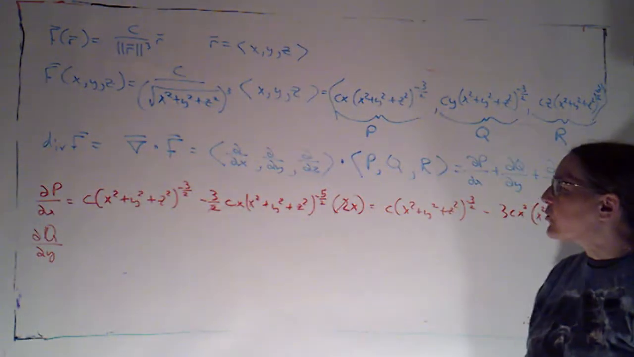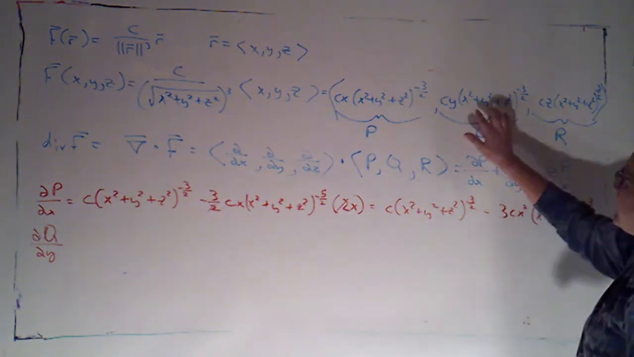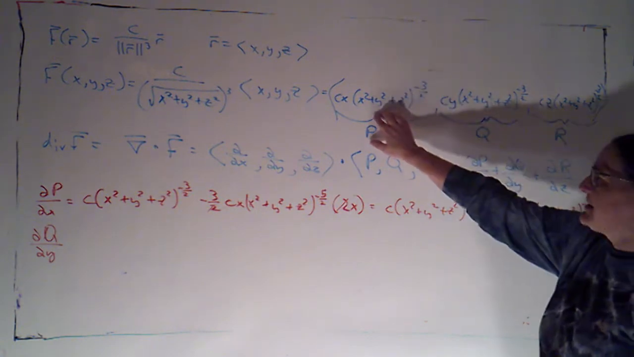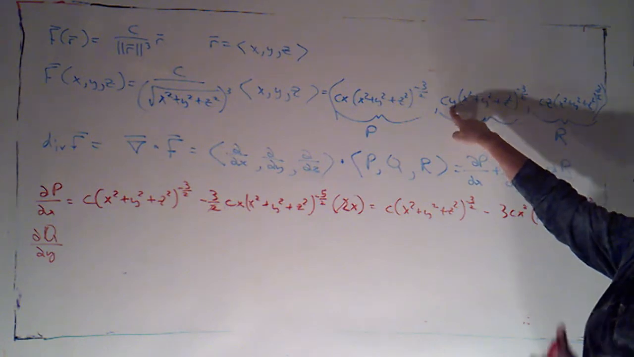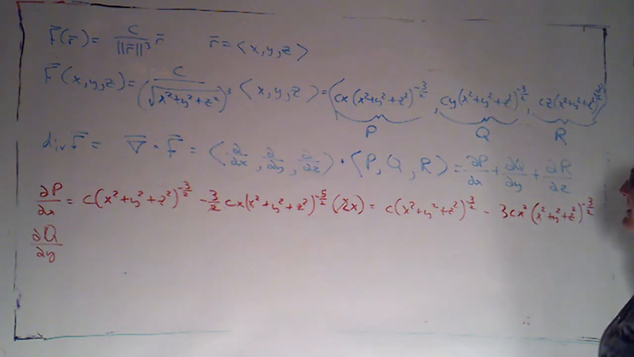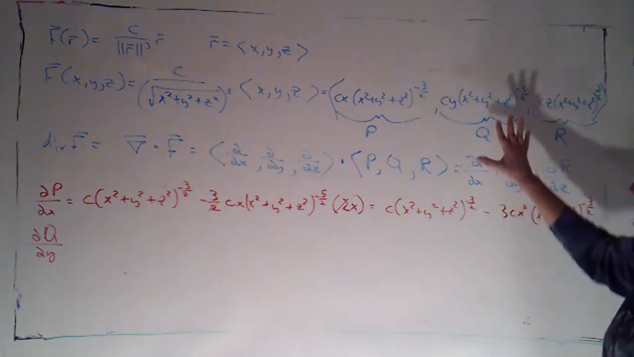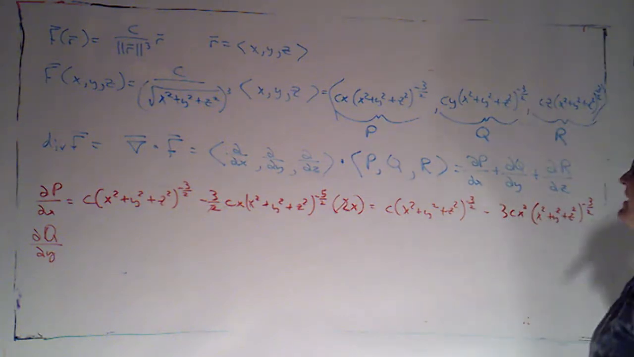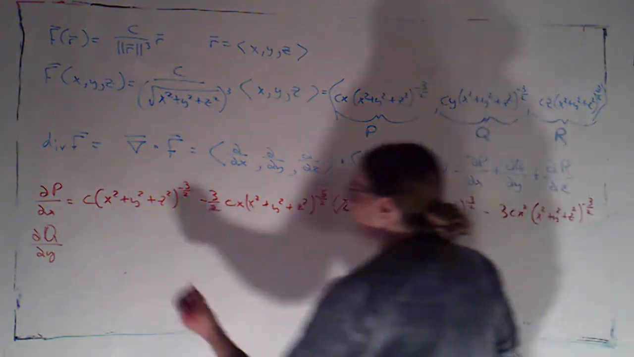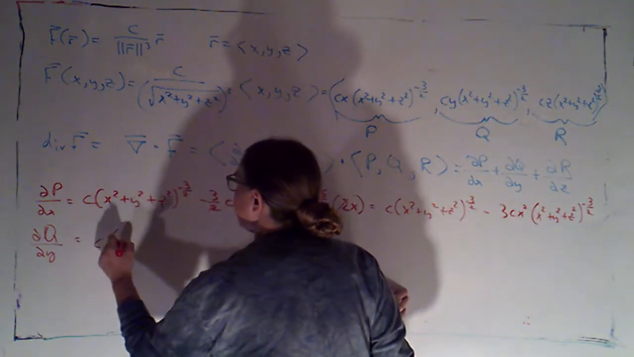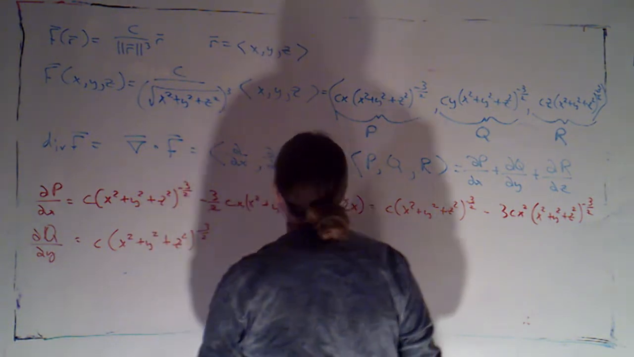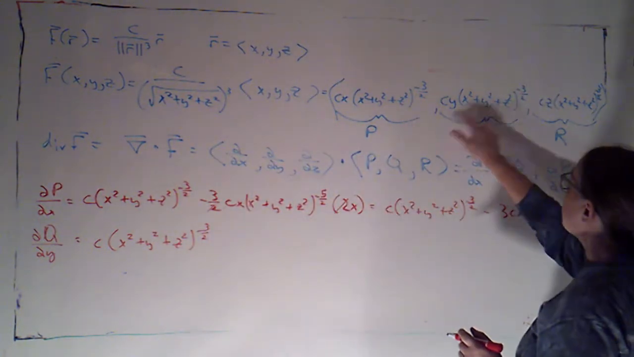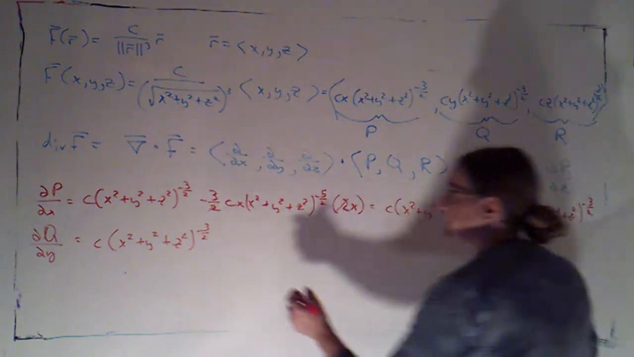That's going to be incredibly similar because this function has the same basic form as this, except instead of having a cx here, we've got a cy, but I'm taking the partial of it with respect to y. So I'm basically doing the same work over again, just with different variables. Okay. So I'm going to get partial of cy is just c, and that's times x squared plus y squared plus z squared to the negative 3/2. And then I'm going to get plus cy times the derivative of this piece.